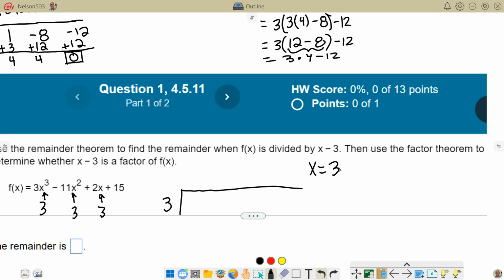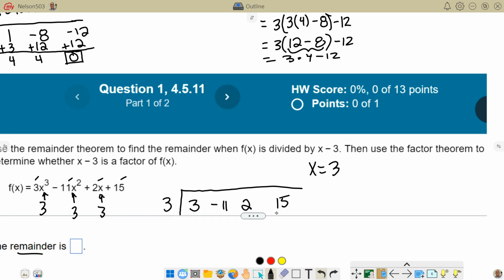So you put the number that you're investigating. This is the one that I want to see: is it a 0? And maybe it's not a 0. That's why they're saying find the remainder, right? So we take the coefficients. Notice it goes x cubed, x squared, x, and then no x's. So there's nothing missing, and I don't have to put a 0 in any one of these spots. So I go 3, negative 11, 2, and 15, right?